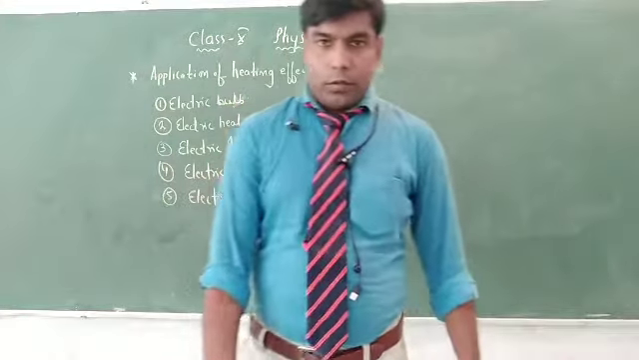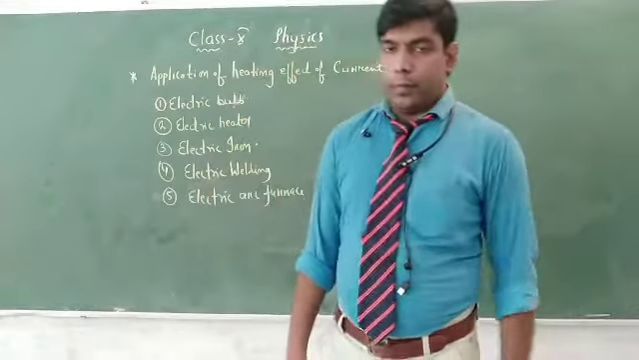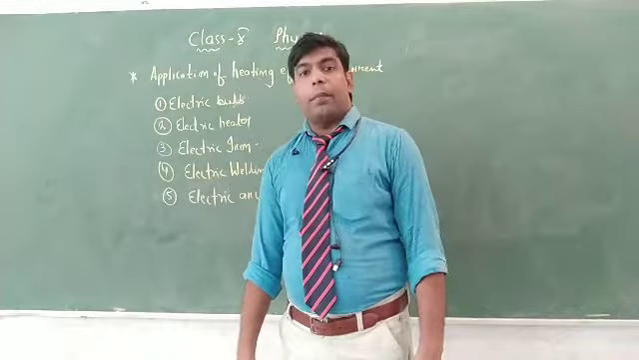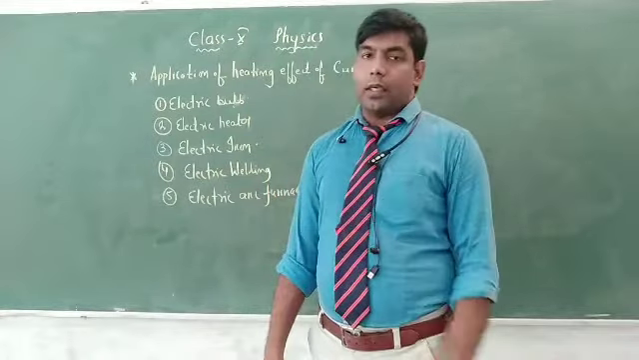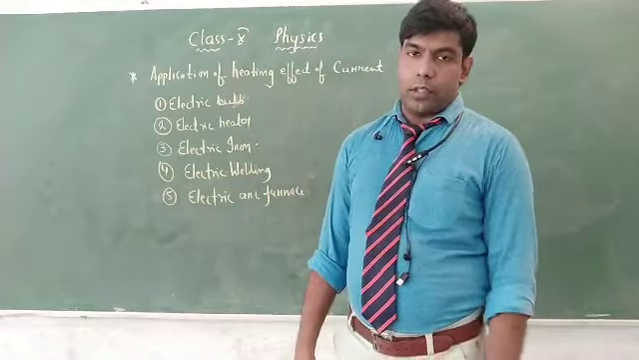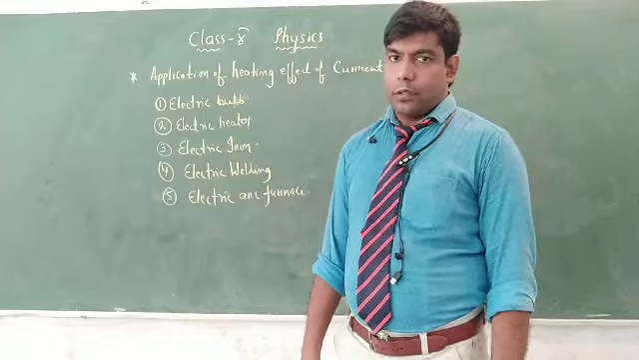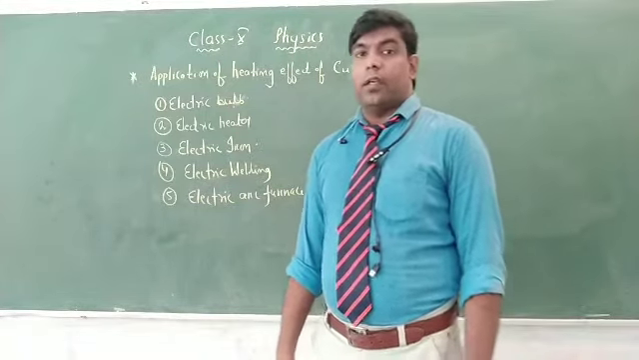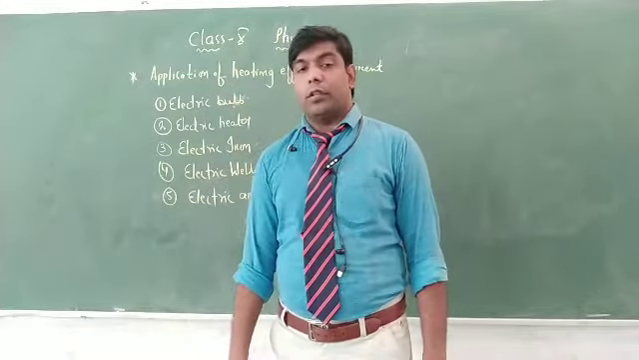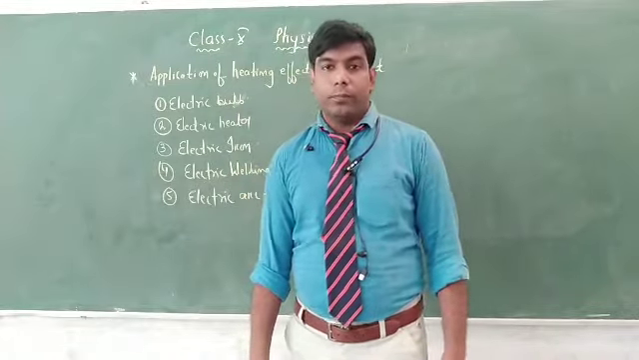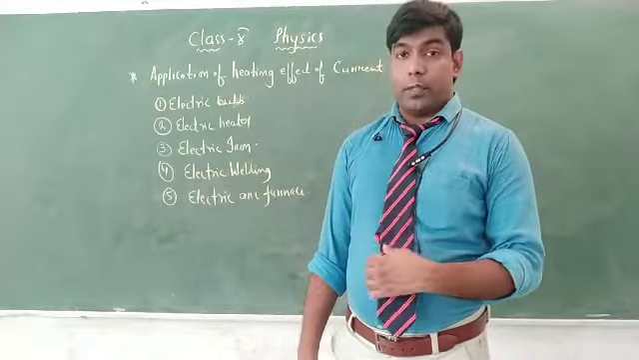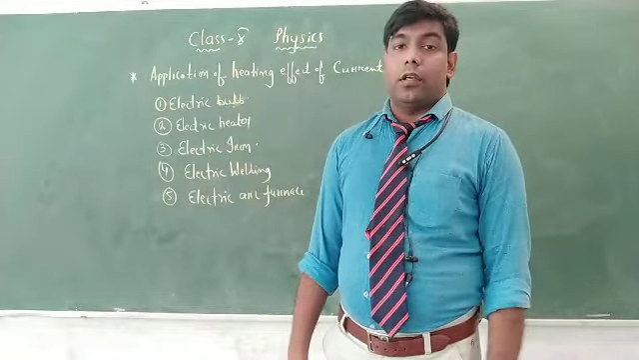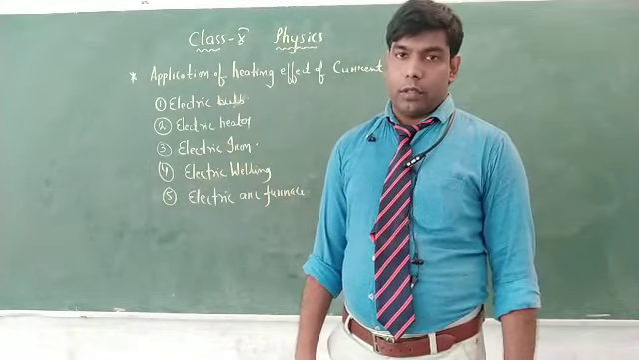So, today our discussion topic will be applications of the heating effect of current. We have seen that when electric current flows through a circuit, a device, or a resistance, it produces heat equal to I square R into T, where I is the amount of current, R is the resistance of the appliance, and T is the time for which the current is flowing.